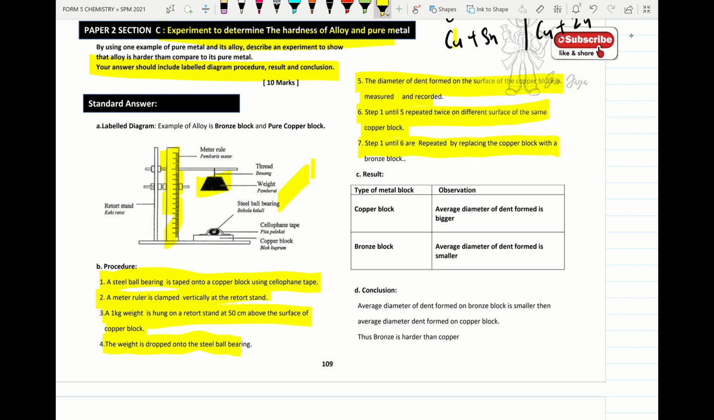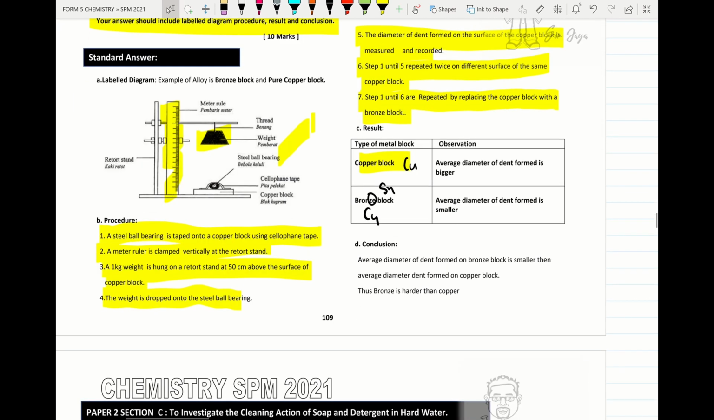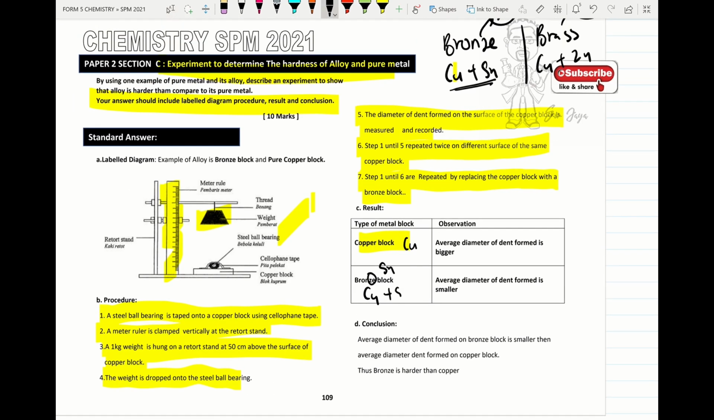Steps 1 until 6 are repeated by replacing the copper block with a bronze block. So we take the copper block. A pure copper block contains only one type of atom, copper atoms. Bronze contains copper, and where we see Z, we change it to zinc like this. Alright, so we change zinc with tin. So here we have tin.